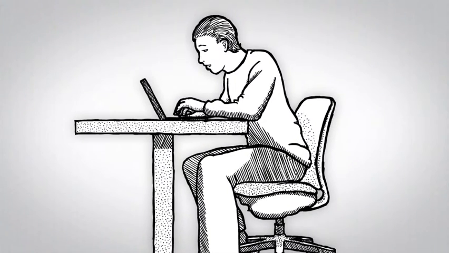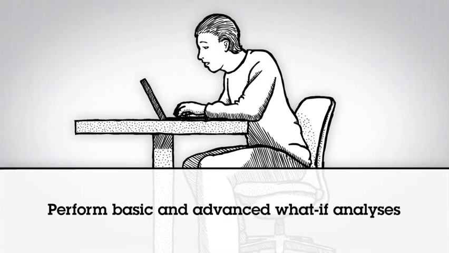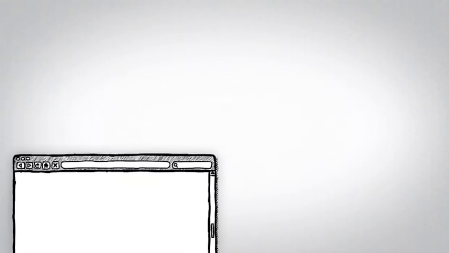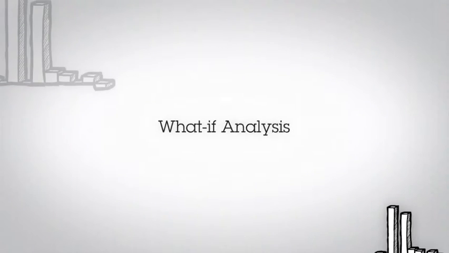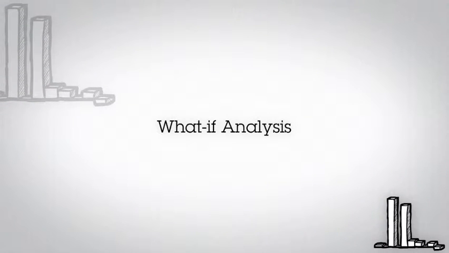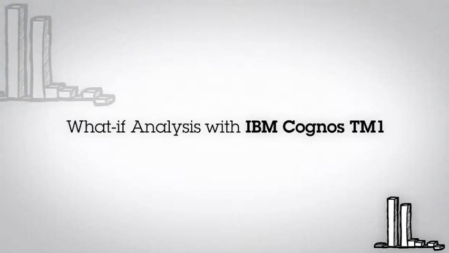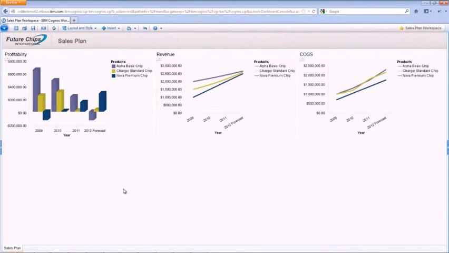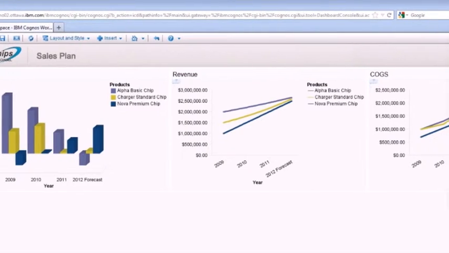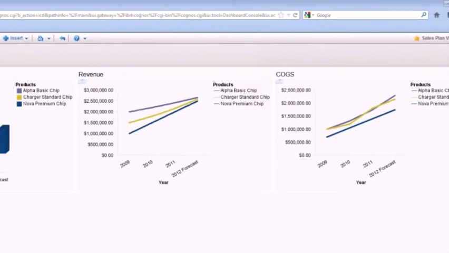Using IBM Cognos Enterprise, you can perform basic and advanced what-if analyses. You can do this via a browser or on the desktop. In this demonstration, we'll show you how to perform what-if or scenario analysis using the write-back capabilities of IBM Cognos TM1. In our scenario, you'll use a web-based workspace to review product sales and contribution to net income for previous years, and the upcoming projections for 2012.